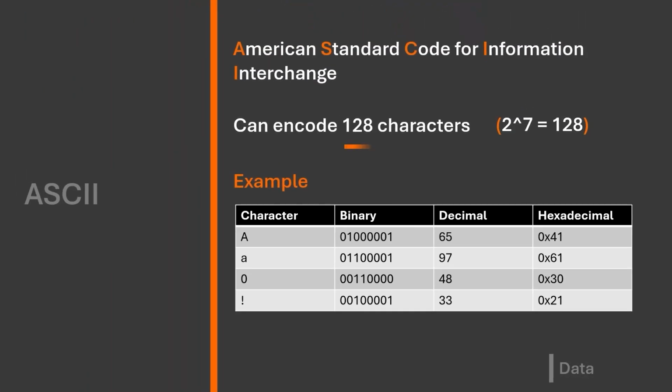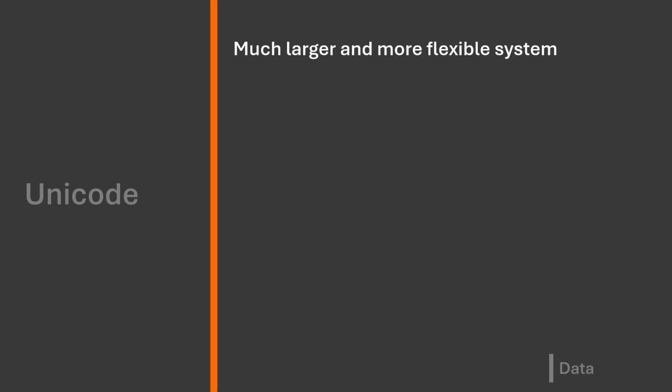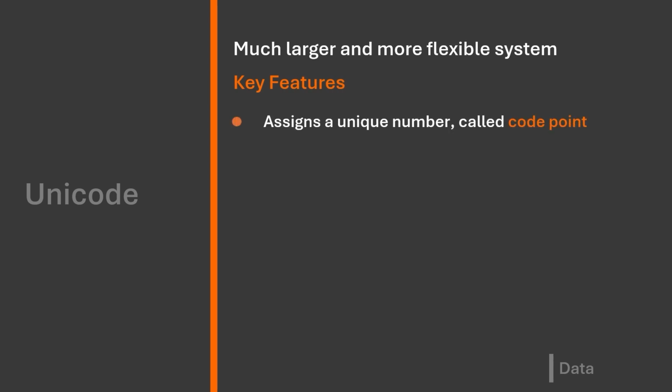ASCII is great, but it's limited to 128 characters, which is not enough for all the symbols, characters, and scripts used around the world. To solve this problem, Unicode was developed. Unicode is a much larger and more flexible system that can represent text from virtually every language along with symbols, emojis, and more. It assigns a unique number called a code point to every character or symbol. Code points are written as U plus and the hexadecimal value. So U plus 0041 for the character A.